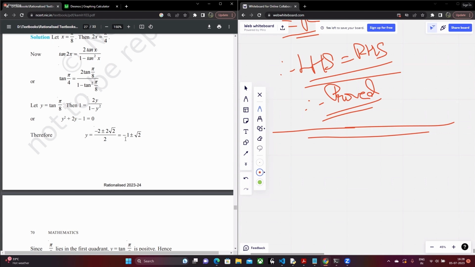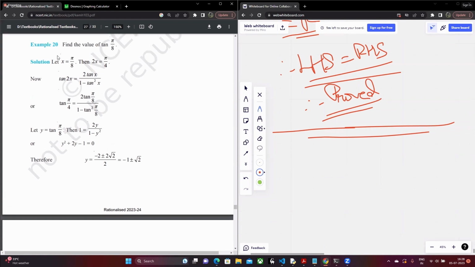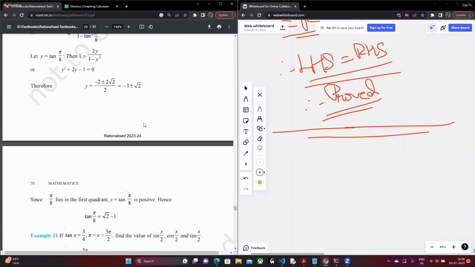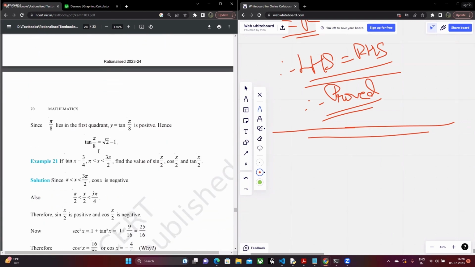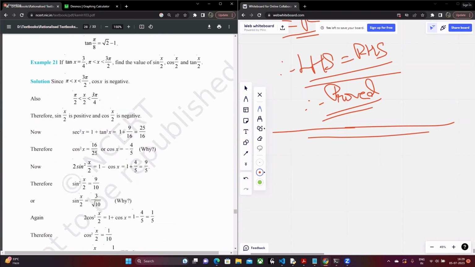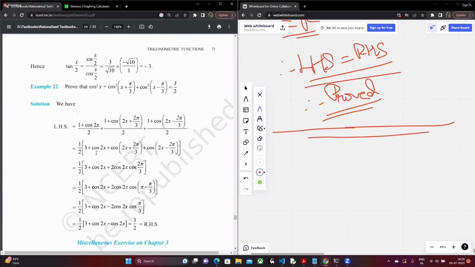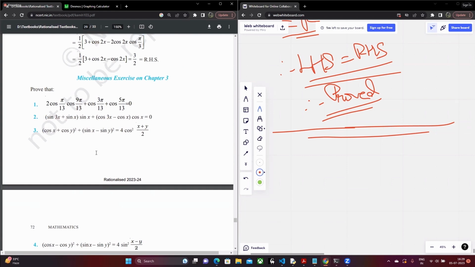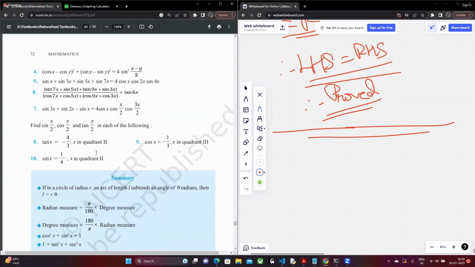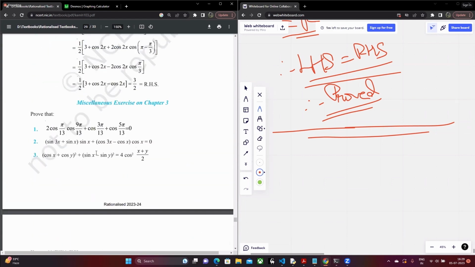That's minus 1 plus root 2. Right? And since x is pi by 8, that means that tan pi by 8 has to be positive. And so root 2 minus 1 is going to be the value of tan pi by 8. That's how they have given the answer. Or you can use the half angle formula, which is not given in the textbook sadly. But if you want to, you can reconstruct it, and you can get to know the half angle formula also. They're not that important.